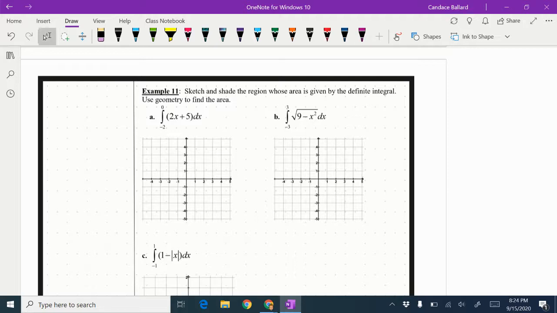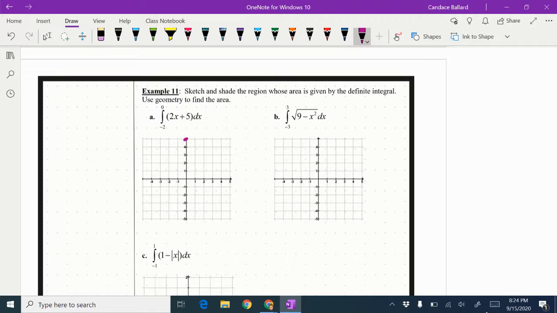And in 11, I have to sketch and shade the region whose area would be given by the definite integral. When all else fails, you can always plug in values and plot points. This happens to be a line, so I'm going to do the line. I'm going to start at 5. So I know my y-intercept is 5, and I know I've got to go up 2 over 2.